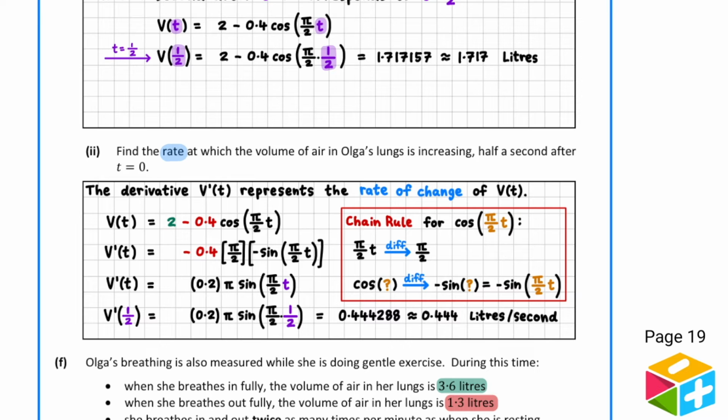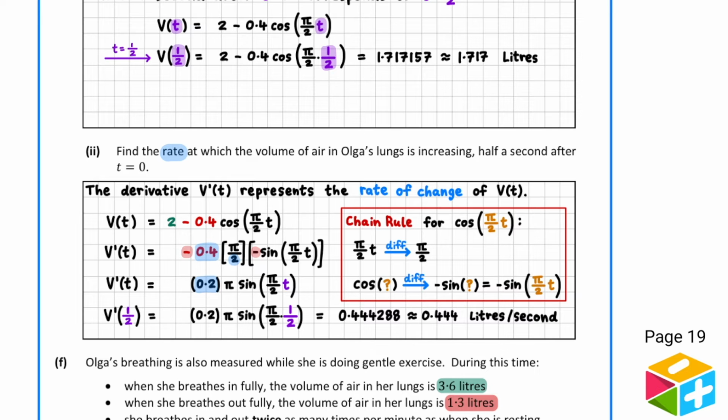We've done the hard work now since we found our derivative v dashed of t. We can simplify our expression slightly by observing that the two minus signs will multiply together to give a plus, and also observing that 0.4 divided by 2 gives us 0.2. This brings us to the result that the rate of change at any time t, v dashed of t, will be equal to 0.2 times pi times sine of pi over 2t.